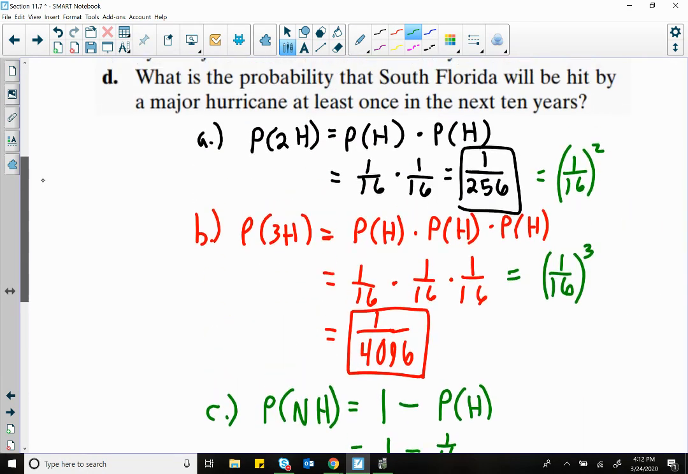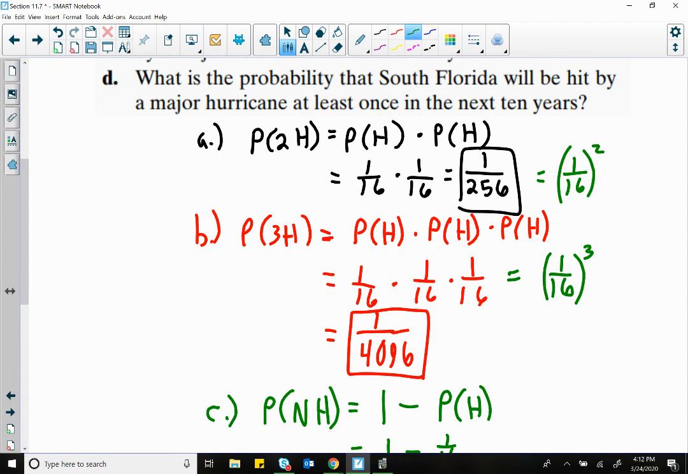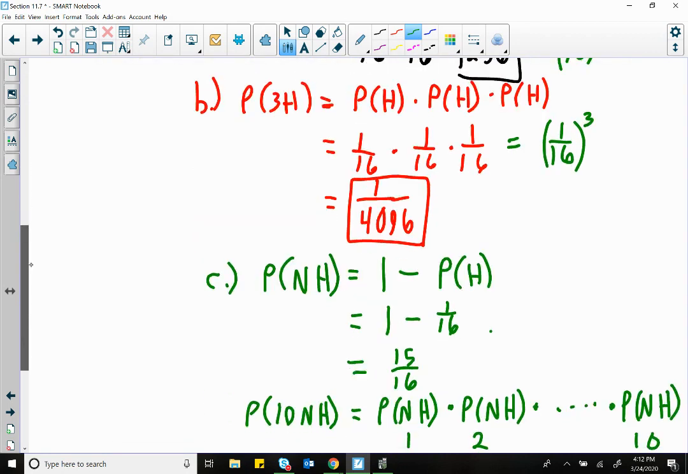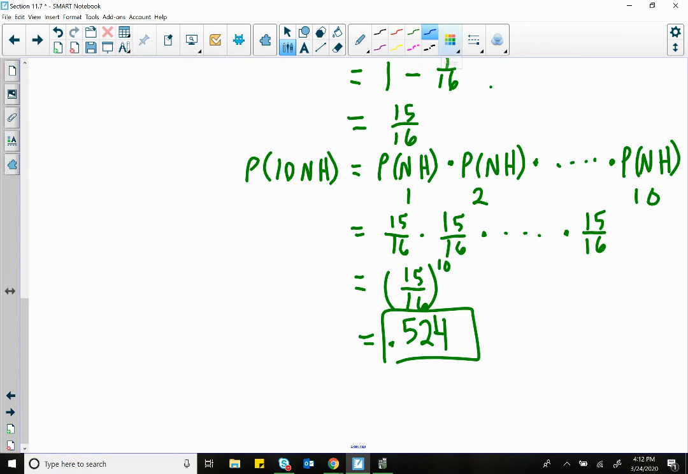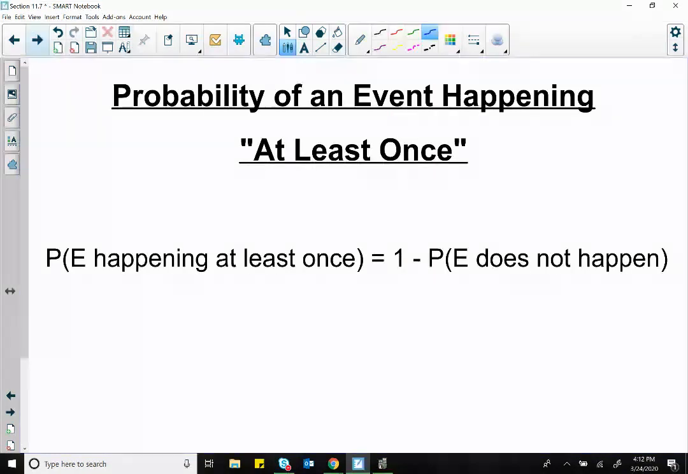Okay? Part D says, what's the probability that South Florida will be hit by a major hurricane at least once in the next 10 years? All right. So probability that we are being hit by at least one hurricane for the next 10 years. Well, let me show you something. Right over here is a formula for dealing with at least once.